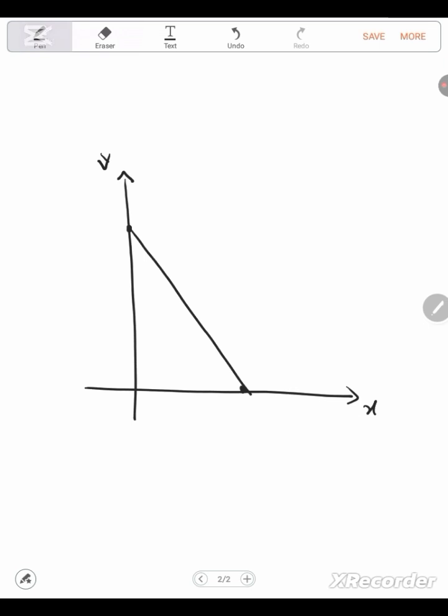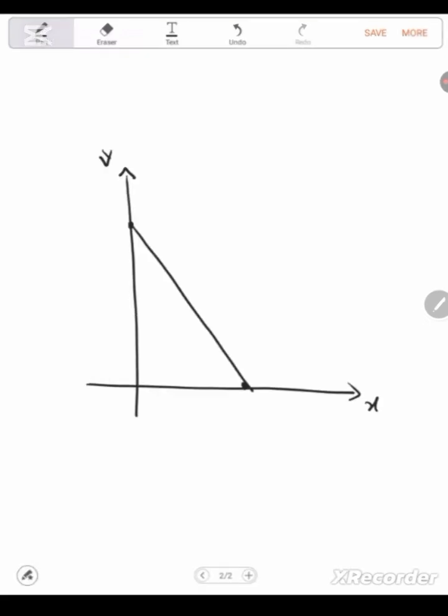With 2 points x and y, I had drawn a straight line. There can be many other linear equations as well, such as the ones like, for instance, I'm again drawing a graph.